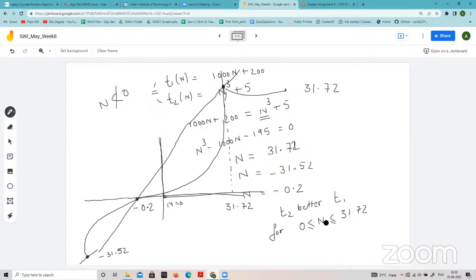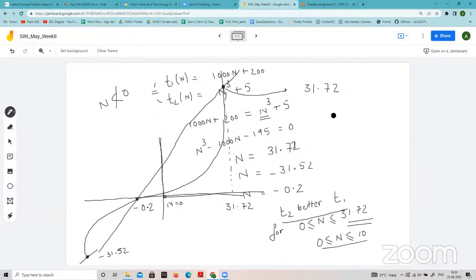Okay, now if I make sure that n is always less than 10, I will never go more than 31.72. If I never go more than 31.72, T2 always remains better than T1. All right, in the range 0 to n, T2 always remains better than T1. This is a better answer. I gave the same answer 10-15 minutes back, but this is better because now I am also providing the range.